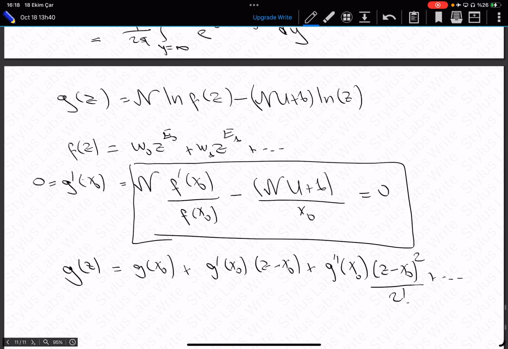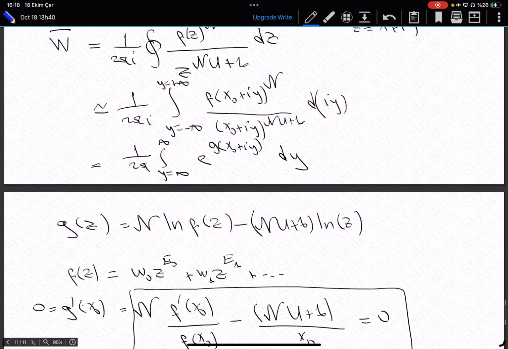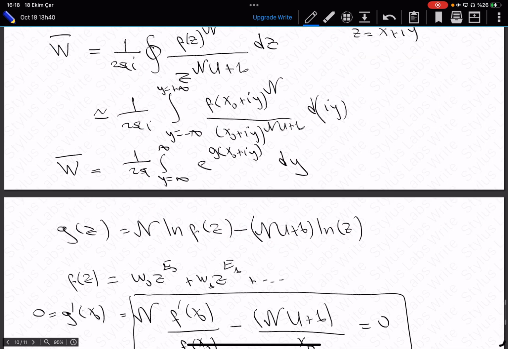But you see, x0 is chosen such that this derivative is 0. This term is 0. So g of z is approximately g of x0 plus g double prime of x0, z minus x0 squared over 2 factorial plus the remaining terms. Now I can put this all in my omega bar.